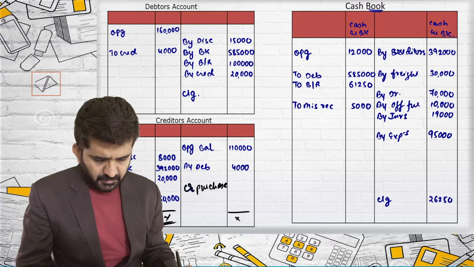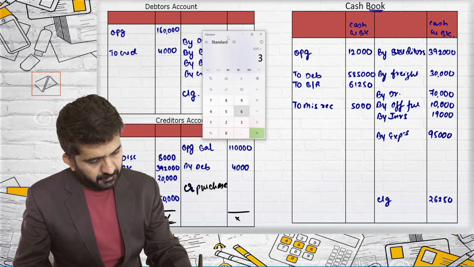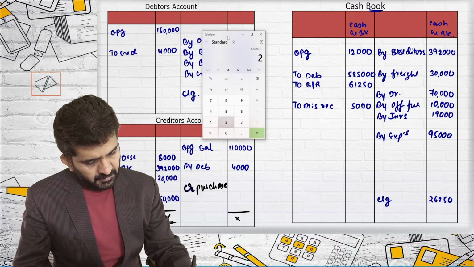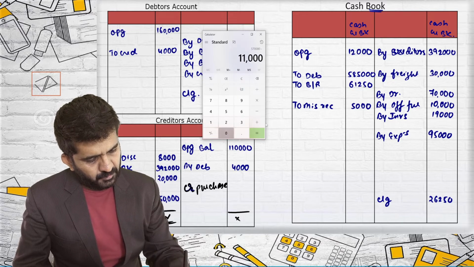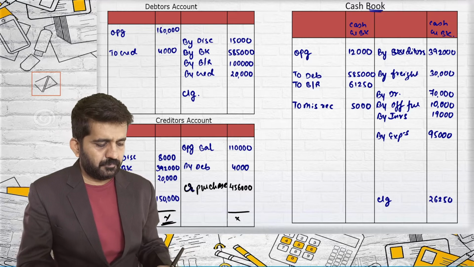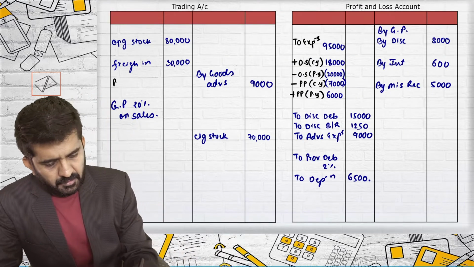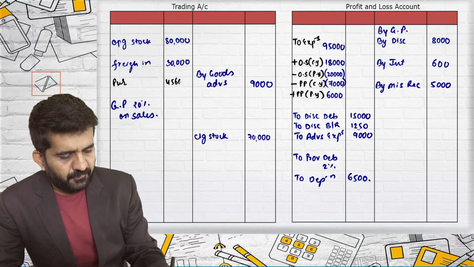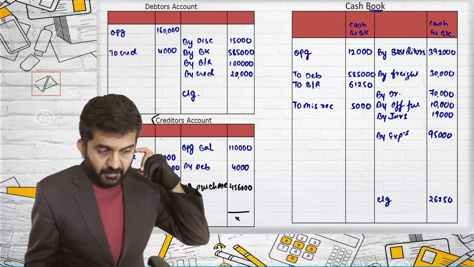What will be credit purchase is 8,000 plus 3,92,000 plus 20,000 plus 1,50,000 minus 1,10,000 minus 4,000. It is 4,56,000. This will be credit purchase. Second effect: trading account debit side, purchase 4,56,000. Debtors I cannot tally. I have tallied my creditor account.